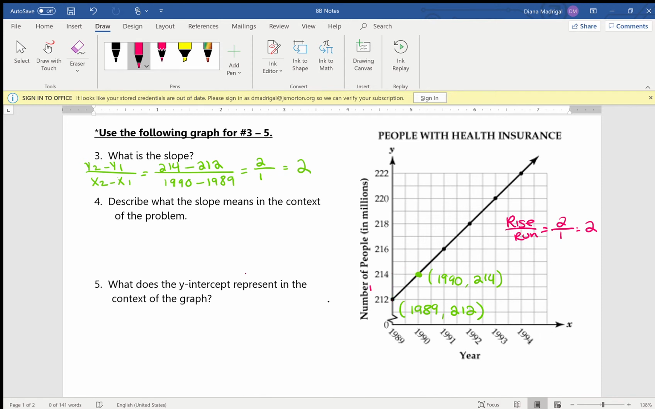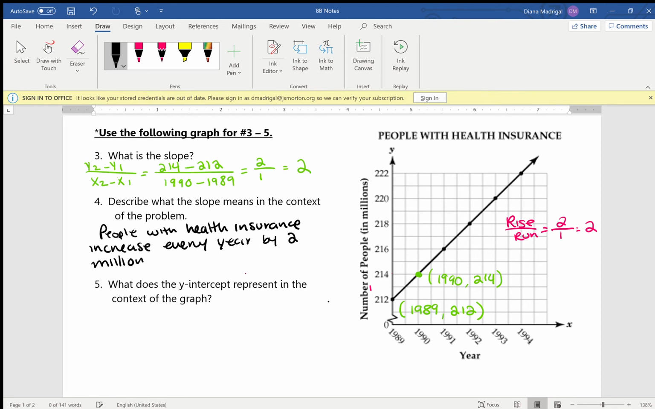Okay, next question, it says describe what the slope means in context of the problem. Okay, we know the slope is 2, but what does it mean? Well, the graph is talking about people in health insurance. The x-axis is talking about the years. The number of people is represented by the y-axis. And I know that my slope is 2. That means that people with health insurance increase every year by 2 million people.